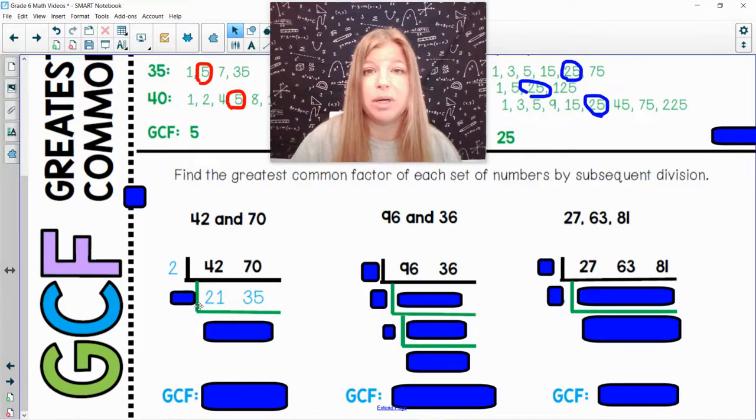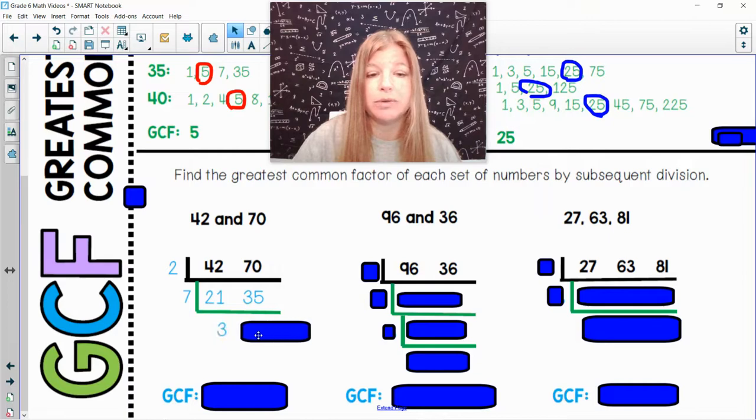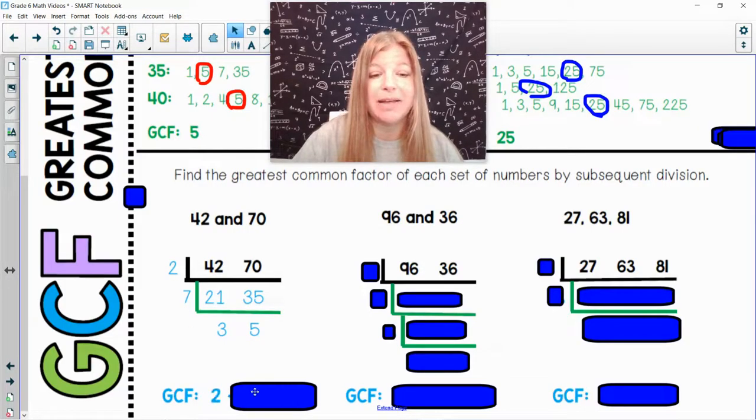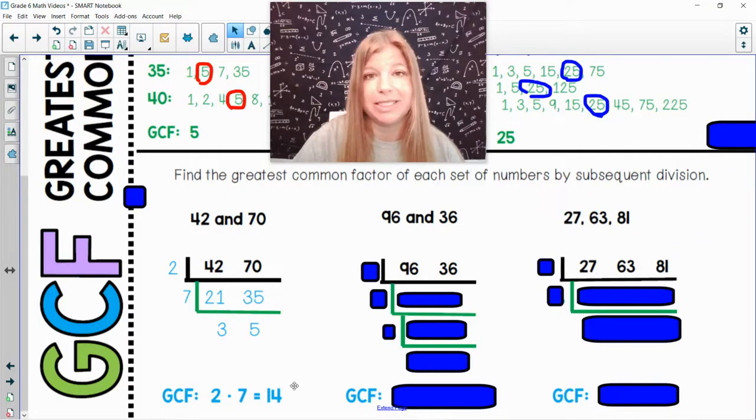Does 5 go into 21? No. 7. Does 7 work for both of these numbers? It does. So if I divide them both by 7, 7 goes into 21 3 times, 7 goes into 35 5 times, and I'm left with 3 and 5, and there's no prime number that's going to divide into both of those numbers, which means I'm done. This means then I look at my GCFs, the multipliers, the prime numbers that are on the outside here, and I multiply them together to get my final GCF. 2 times 7 is 14. So the greatest common factor of 42 and 70 is 14.